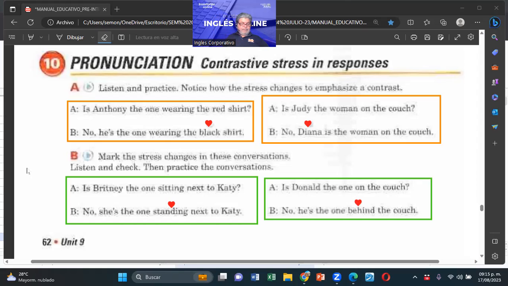Okay. So please repeat after me. Okay, repeat after me. Is Anthony the one wearing the red shirt? No, he's the one wearing the black shirt.